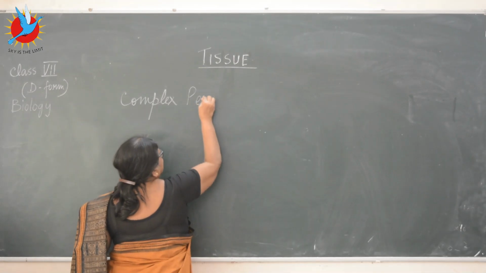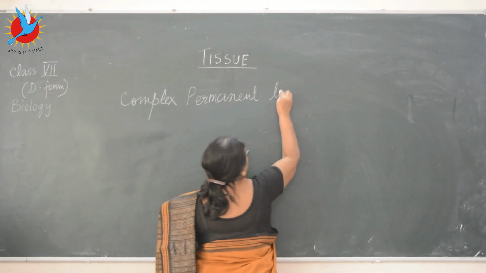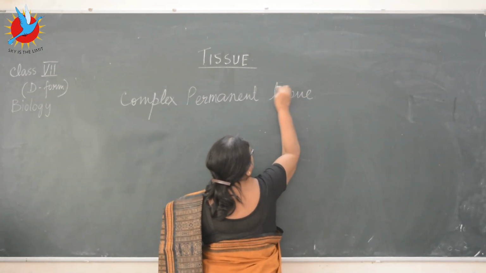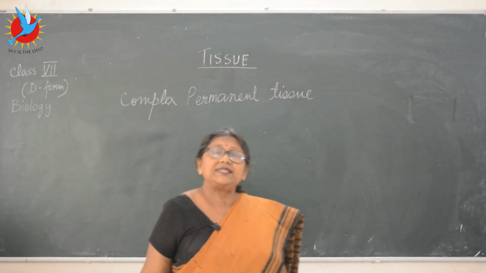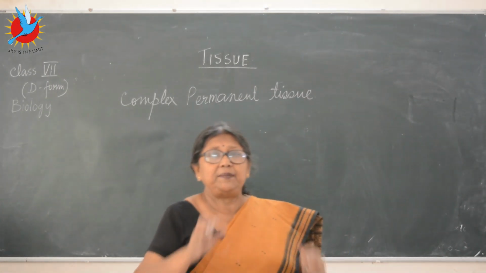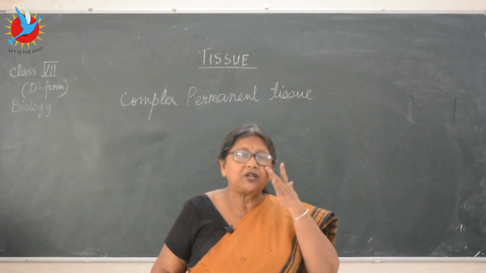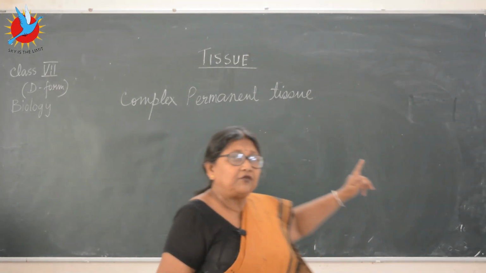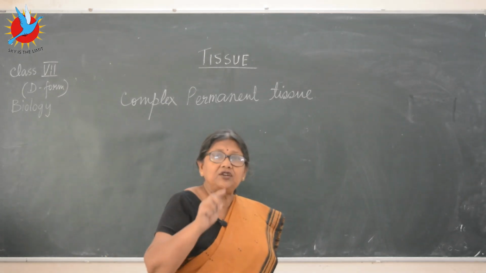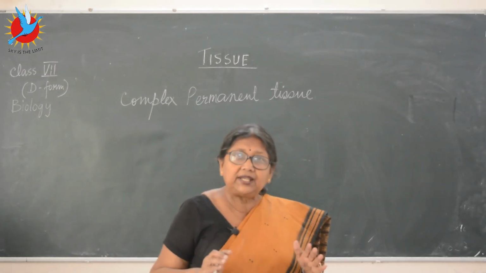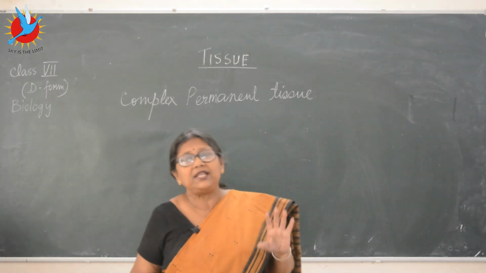Complex permanent tissue, right? Now, simple permanent tissue, as you have learned, all the cells that are making the tissue are of the same structure, and obviously because it's a tissue, same function. From the name only, complex permanent tissue, now you can understand that the cells are not of the same type. Structurally, they are different. But because together they are making the tissue, functionally they'll be the same.